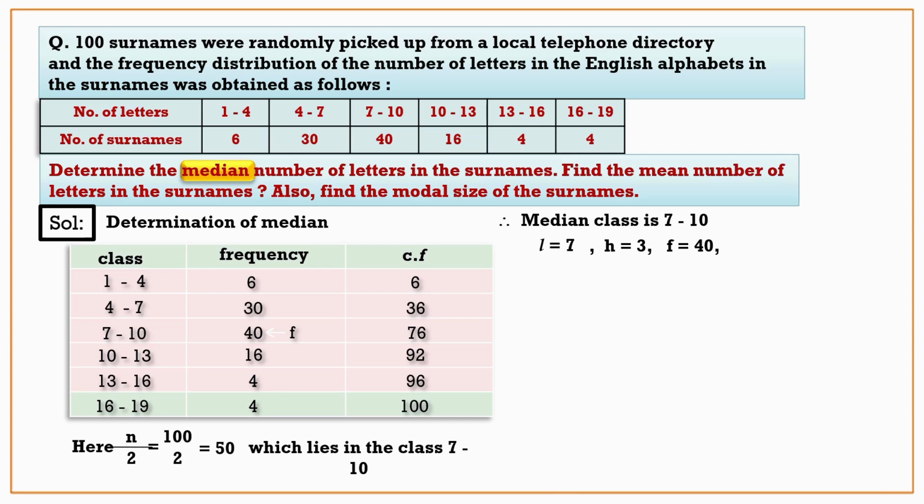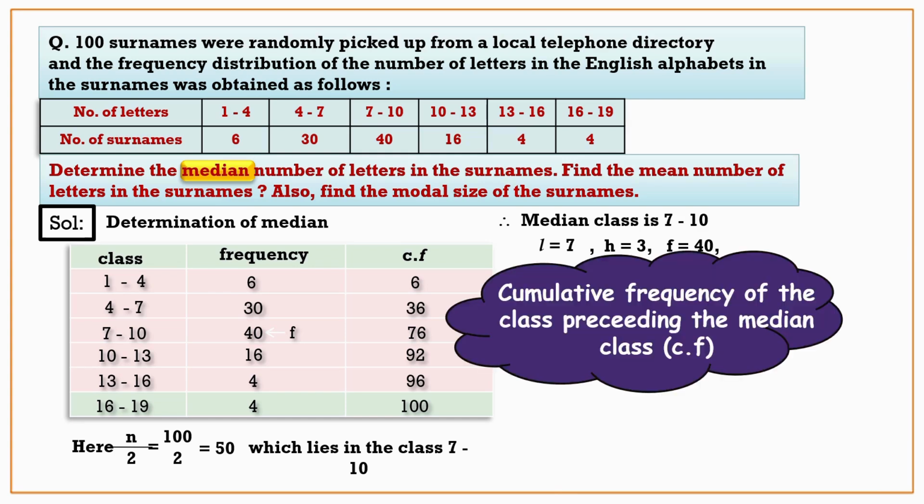Because the cumulative frequency is 76, we have to choose the corresponding row. So f is going to be the frequency of that row. Now what will be the CF? That is the cumulative frequency of the class preceding the median class, so that is 36 over here.